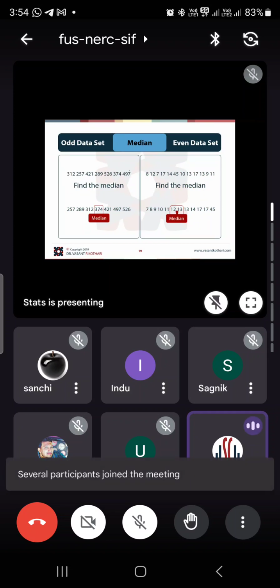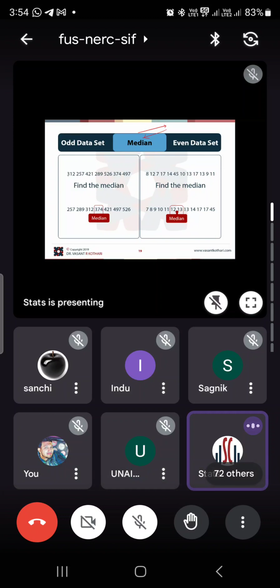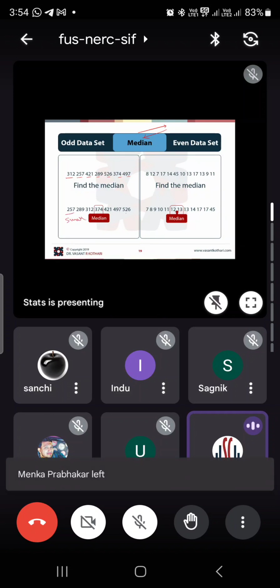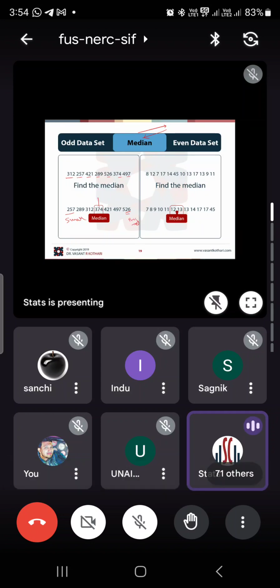See the median, as I told you: arrange the numbers in ascending or descending order. So here there are 1, 2, 3, 4, 5, 6, 7 numbers. We arrange the numbers in ascending order, meaning the smallest number first and the biggest number last. And the center number, whichever it is, is the median. Now this is an odd data set. An odd data set means you have 1, 2, 3, 4, 5, 6, 7, an odd count of numbers.